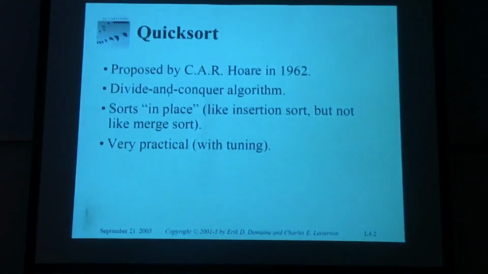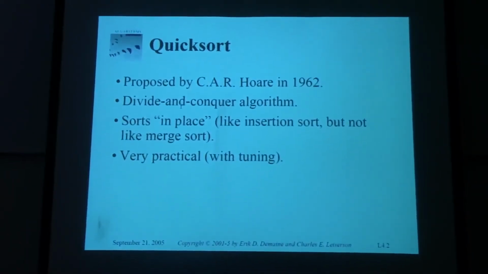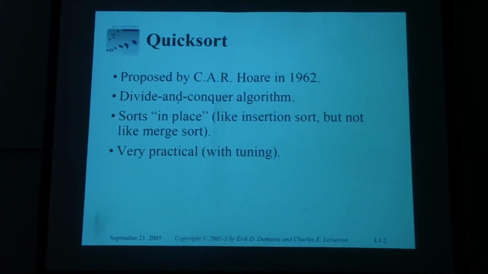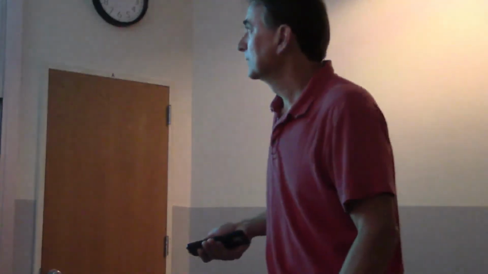So sorts in place means that in quicksort the data never leaves the array. Okay? And it can be very practical, very useful, very efficient with some tuning, because there could be some problems with quicksort: its worst case is theta n squared, and that's bad. But its best case is theta n log n, and its average case is also theta n log n, and the key to see how that happens is what we are doing here in this course.